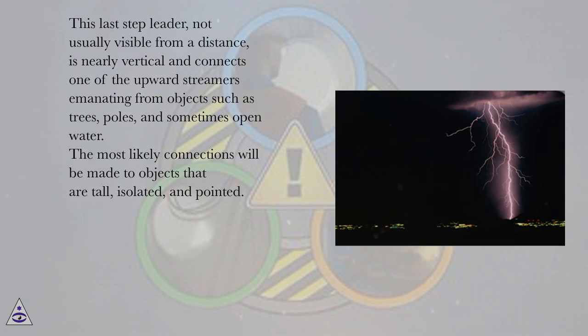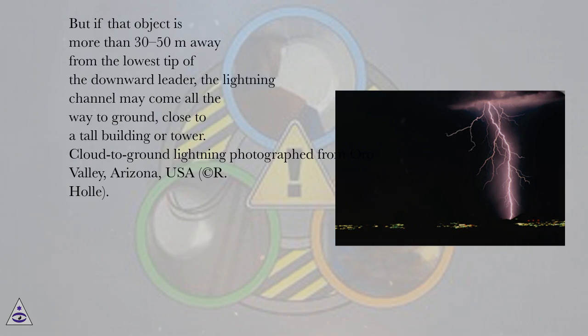The most likely connections will be made to objects that are tall, isolated, and pointed. But if that object is more than 30 to 50 meters away from the lowest tip of the downward leader, the lightning channel may come all the way to ground, close to a tall building or tower.